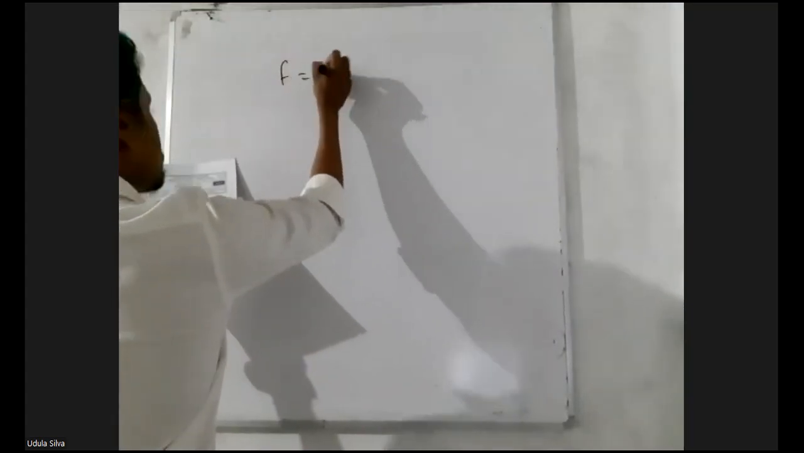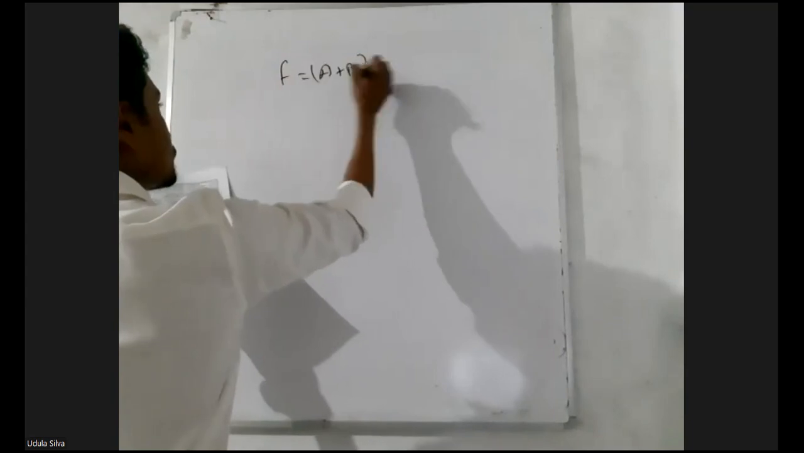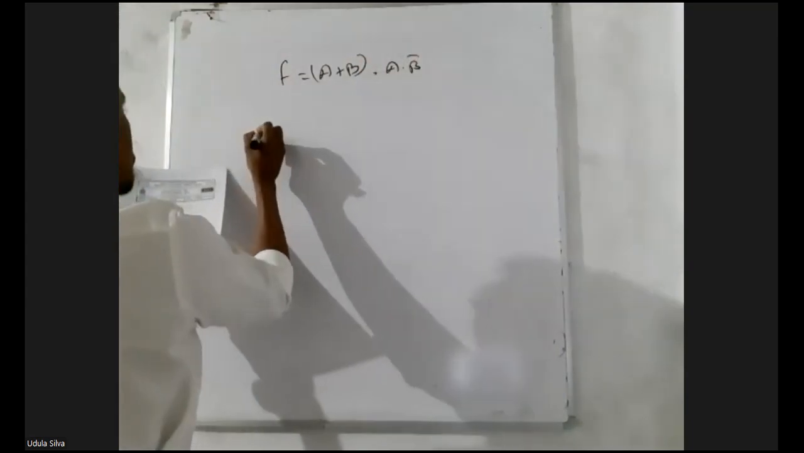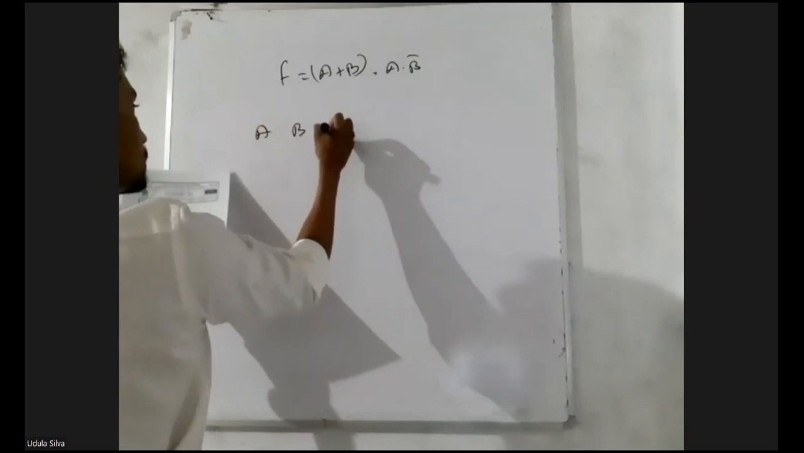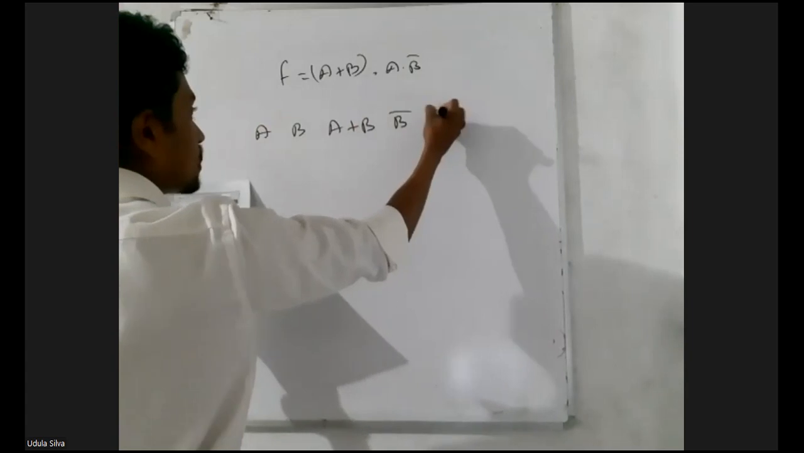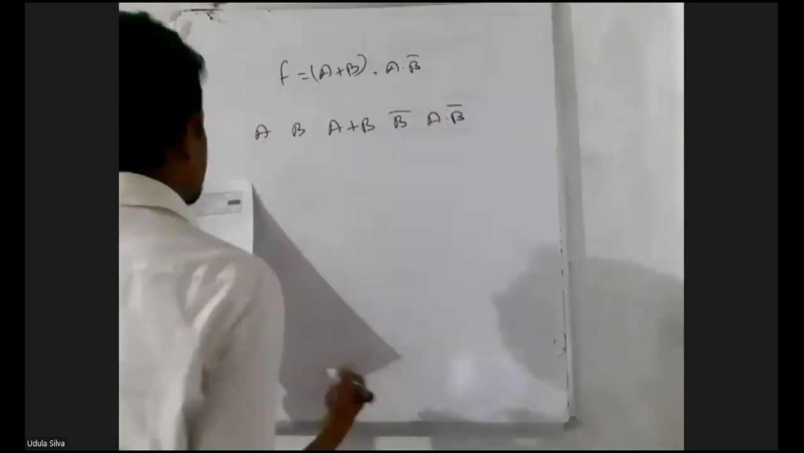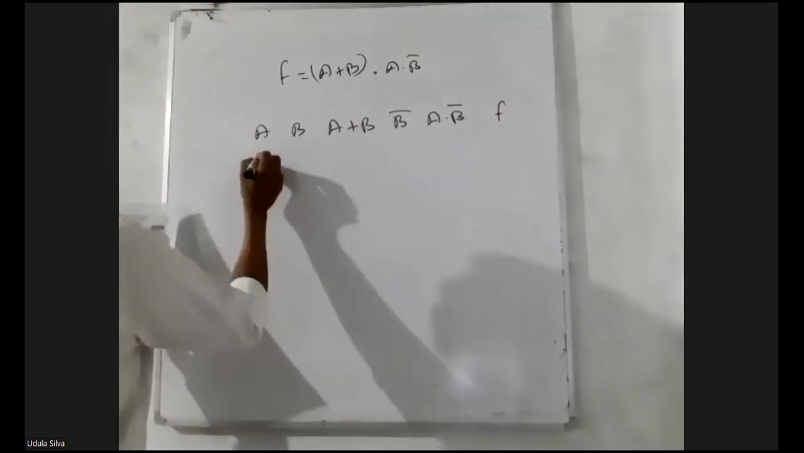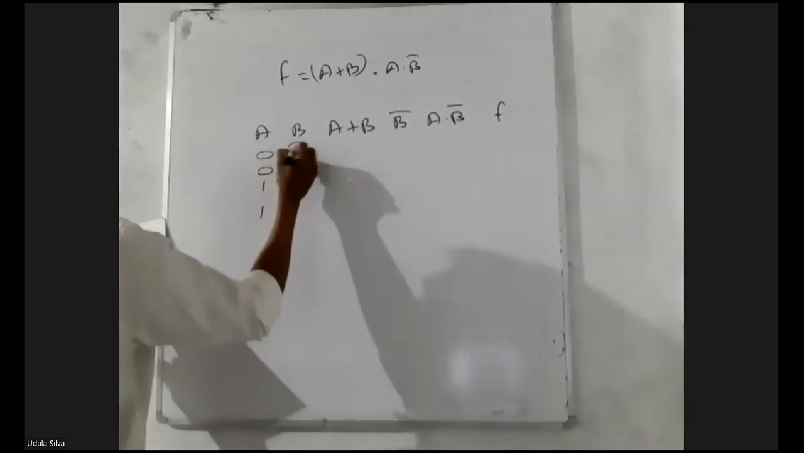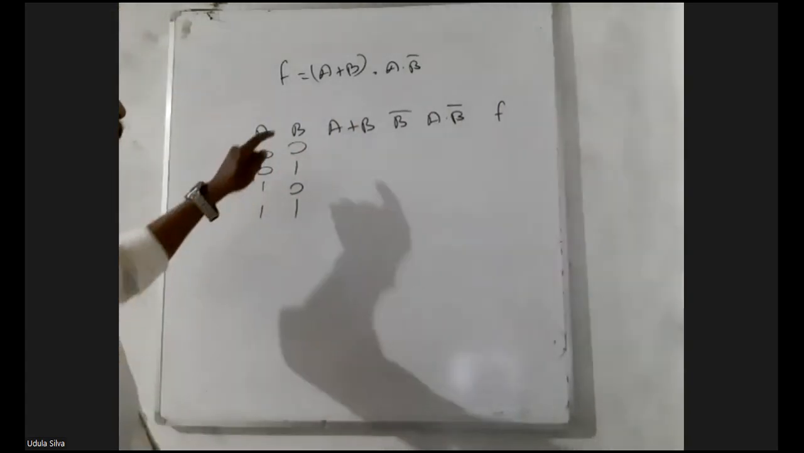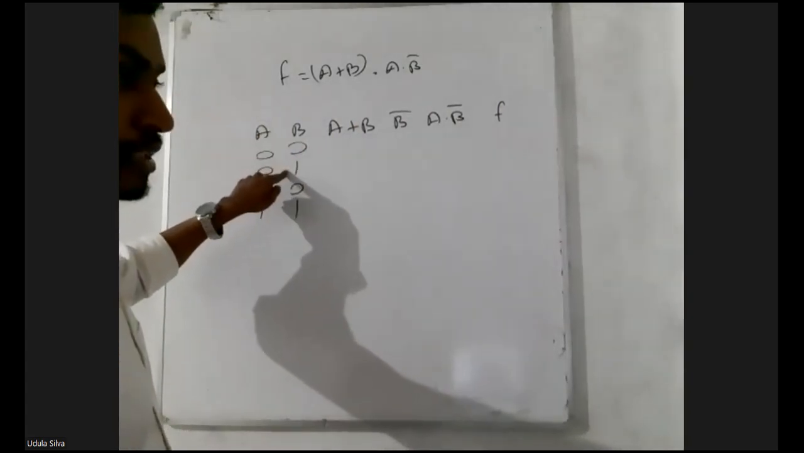F equals A plus B dot A dot B bar, right? So today A, B, they have to take A plus B, then you have to take B bar and A dot B bar, right? And then F. Okay. So two inputs, 0, 0, 1, 1, 0, 1, 0, 1. And then the inputs are going to come with A and B.